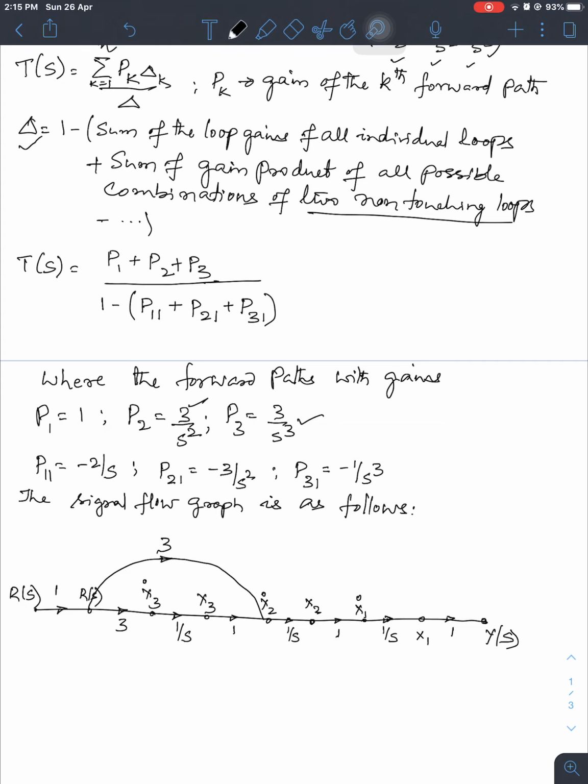The third forward path is a unity path. That means from R of S you may have to directly jump to the output, that is to x1. So this is the first forward path which has a gain of unity. Alright, so we are able to synthesize all the 3 forward paths in the form of a signal flow graph. Alright, now we may have to develop these loops, individual loops. The first loop has got a minus 2 by s. So here we will try to put a loop here.